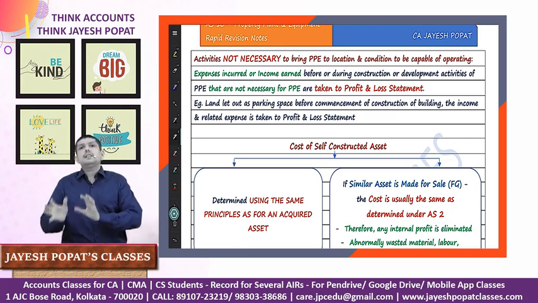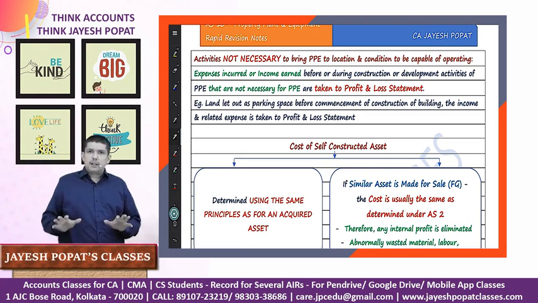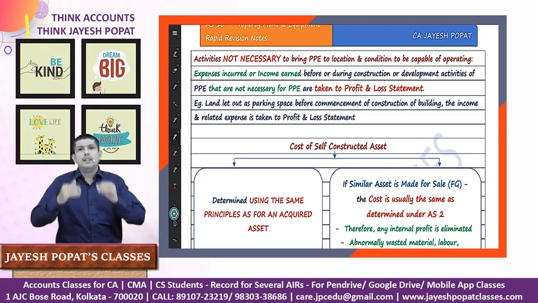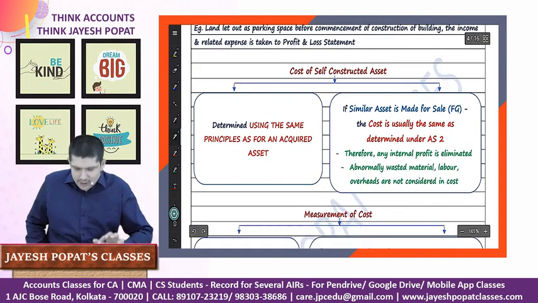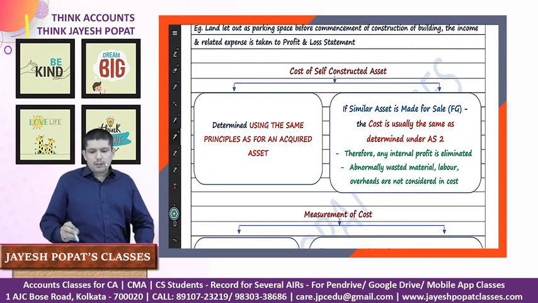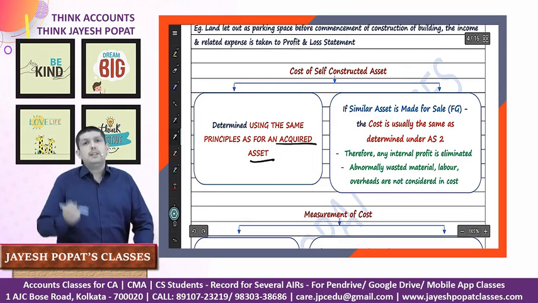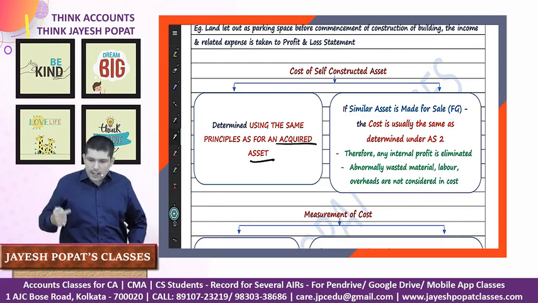So this cost and this income will not be considered as part of the cost of the PP, and this has to be taken to the statement of profit and loss. Then cost of self-constructed asset, right? You need to determine the cost using the same principle as the cost you determine for an acquired asset.